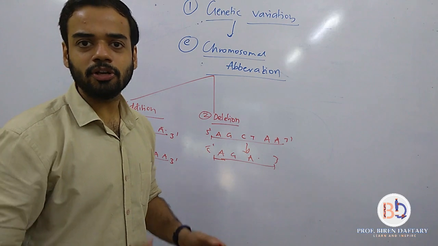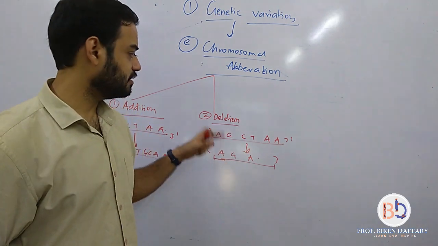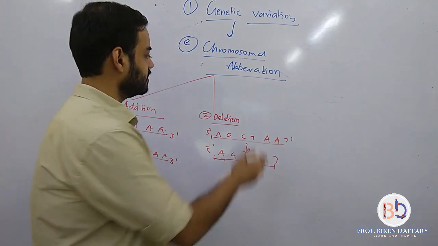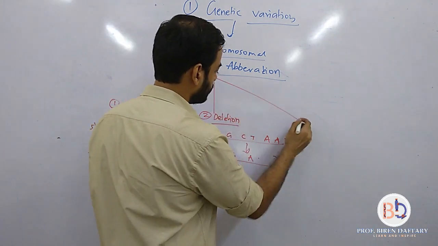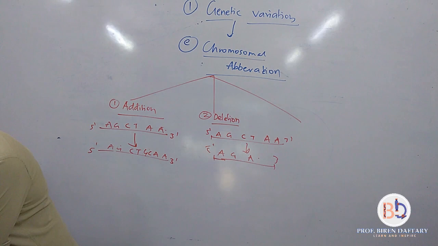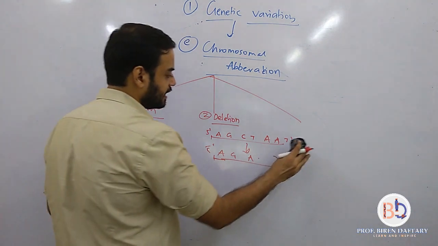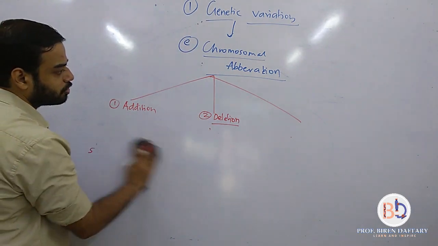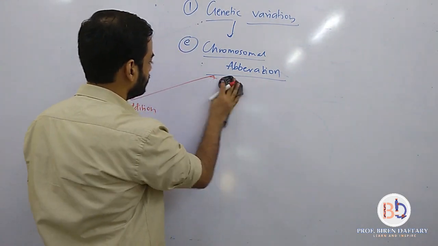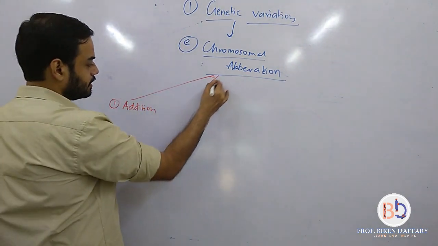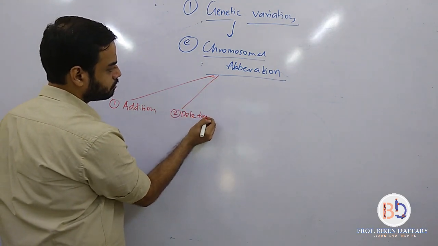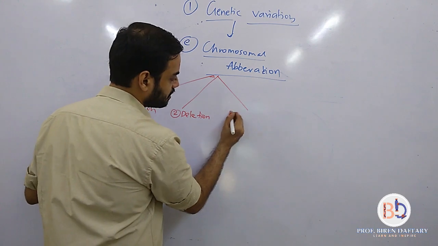You can delete one nucleotide or more than that. Again, the shape of the DNA will change. Finally, the shape of the chromosome will change. The third type of chromosomal aberration is called inversion. So I will just rub this off because I want more space. Okay. So addition we did, second we did deletion. The third that we are going to do is called inversion.